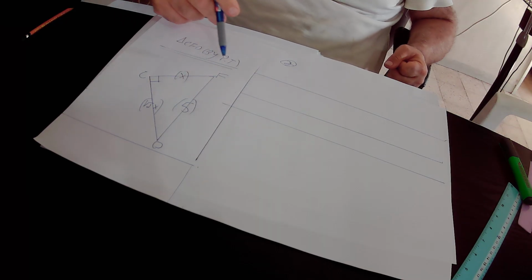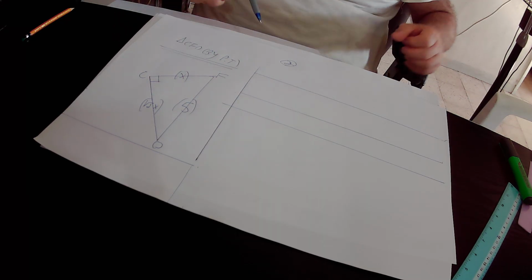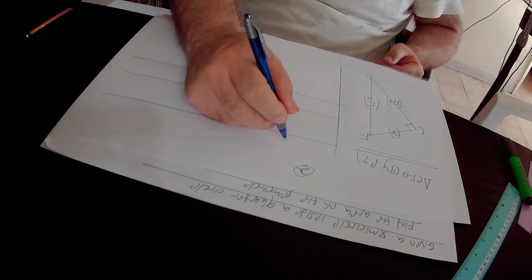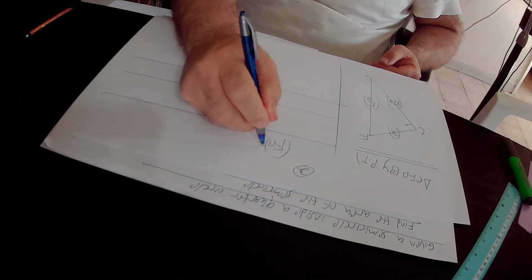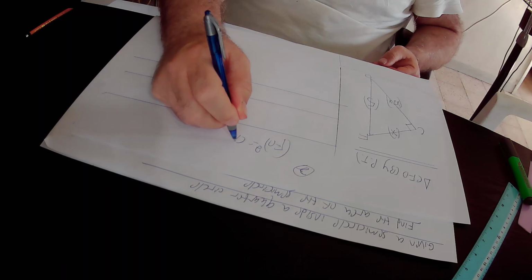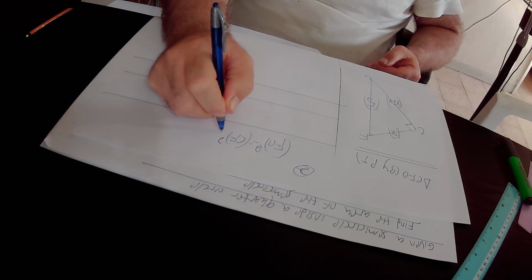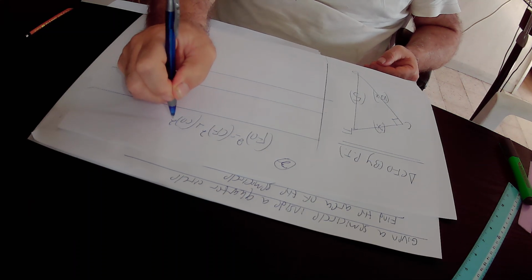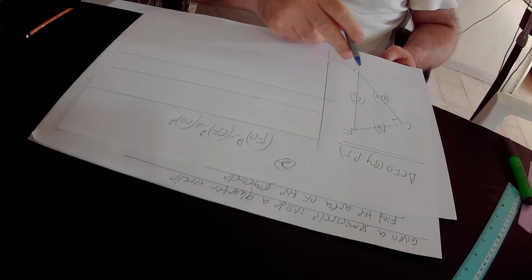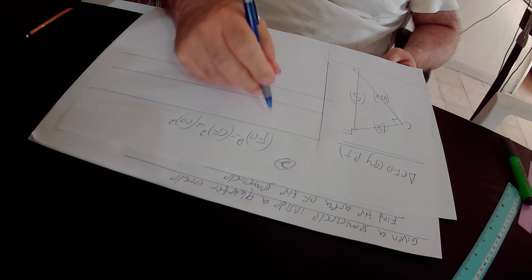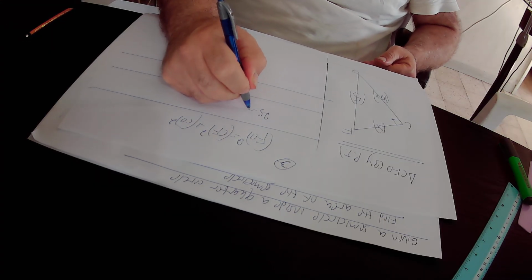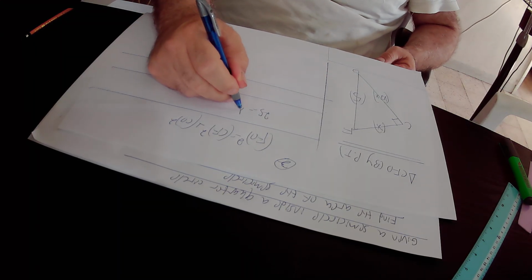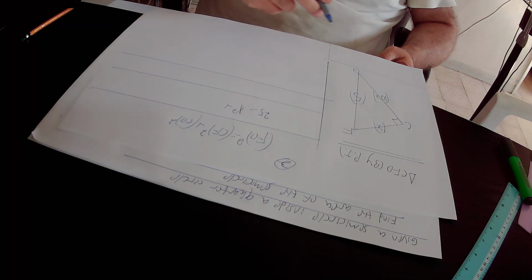Again, FO square equals FC square plus CO square. So I write it down. FO square, that is the square of the hypotenuse, equals CF square plus CO square. The hypotenuse FO is 5, therefore FO square is 5 square, that is 25, and 25 equals CF square. CF is x, therefore CF square is x square, plus CO square.